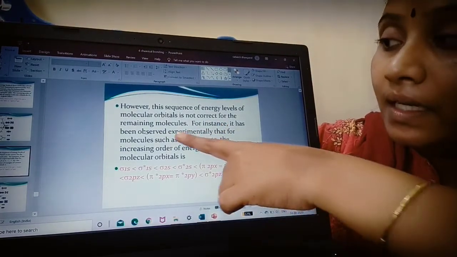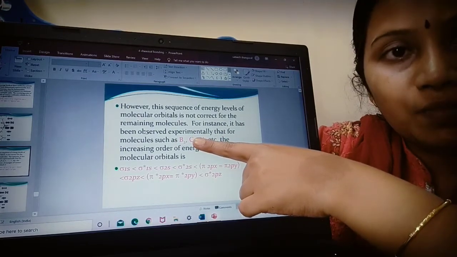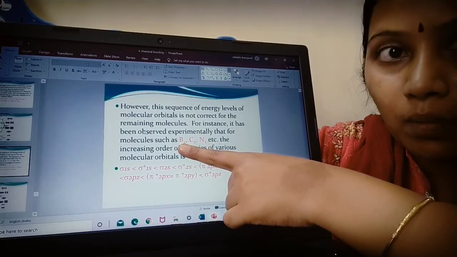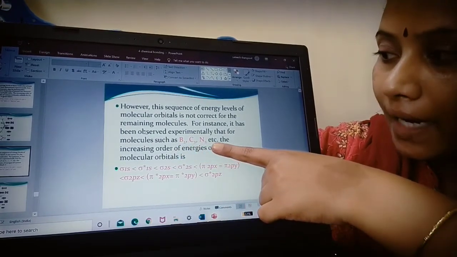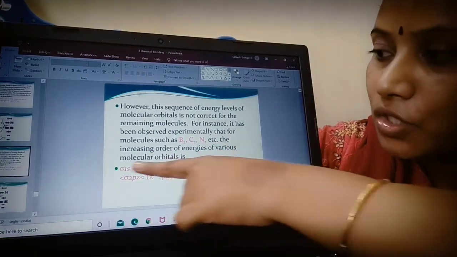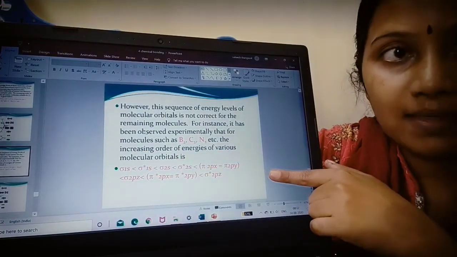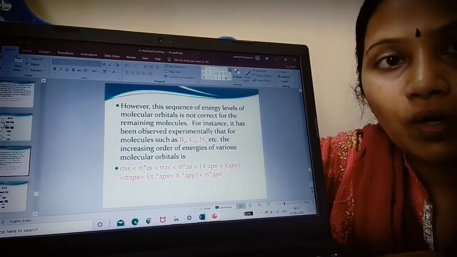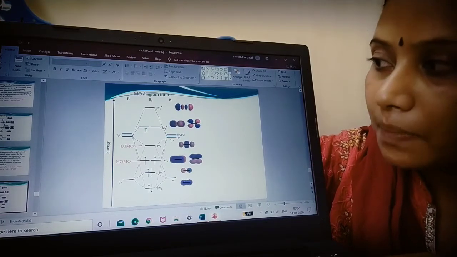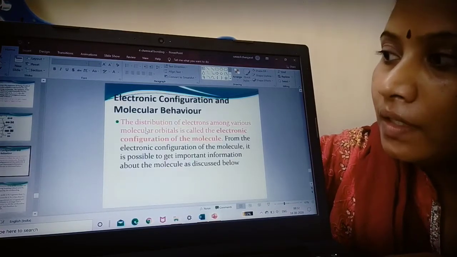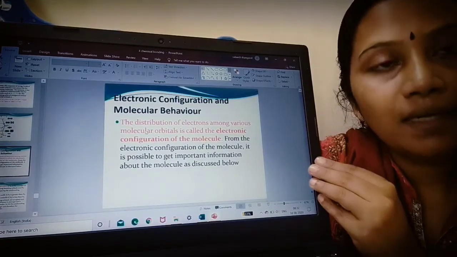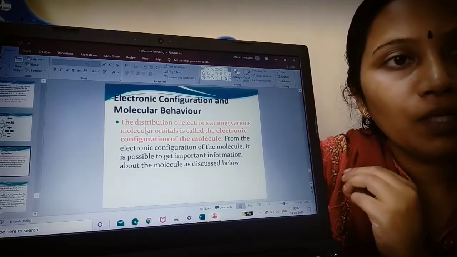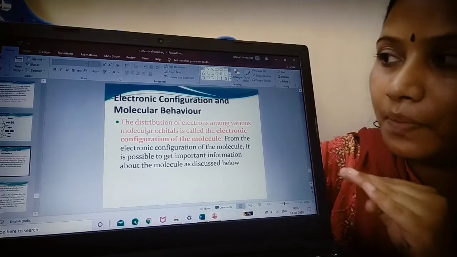For example, it has been observed experimentally by means of spectroscopic studies that for molecules like boron, carbon and nitrogen, that is the boron molecule, carbon molecule and nitrogen molecule, the increasing order of energy of various molecular orbitals goes like this. It is not following the same pattern as fluorine and oxygen. The trend is different for boron, carbon and nitrogen molecules. So this is the picture for bonding and anti-bonding. Don't try to complicate the diagram with bonding and anti-bonding. Bonding is the sum, and anti-bonding is nothing but a difference, a subtraction.